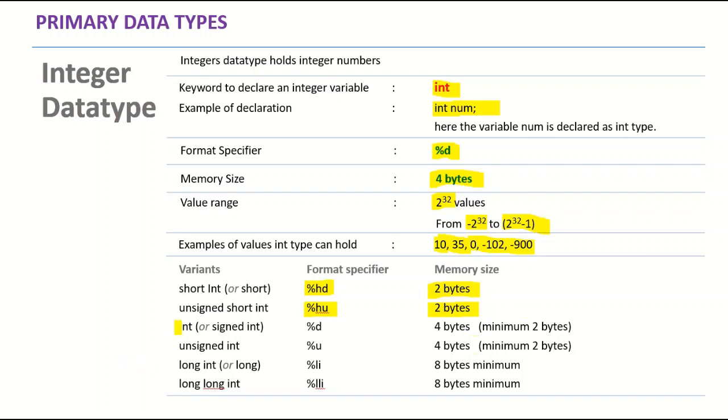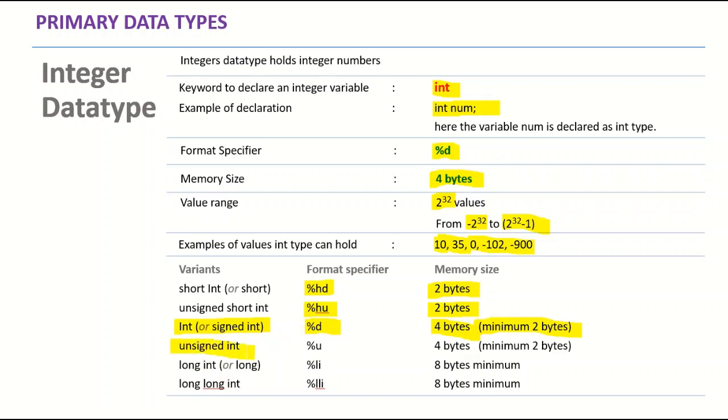Next is int or signed int. Both have the same meaning. %d is the format specifier. This takes a minimum of 2 bytes and usually it takes 4 bytes. That is, it is compiler dependent. The number of memory locations it uses depends on the compiler. But most common compilers use 4 bytes.